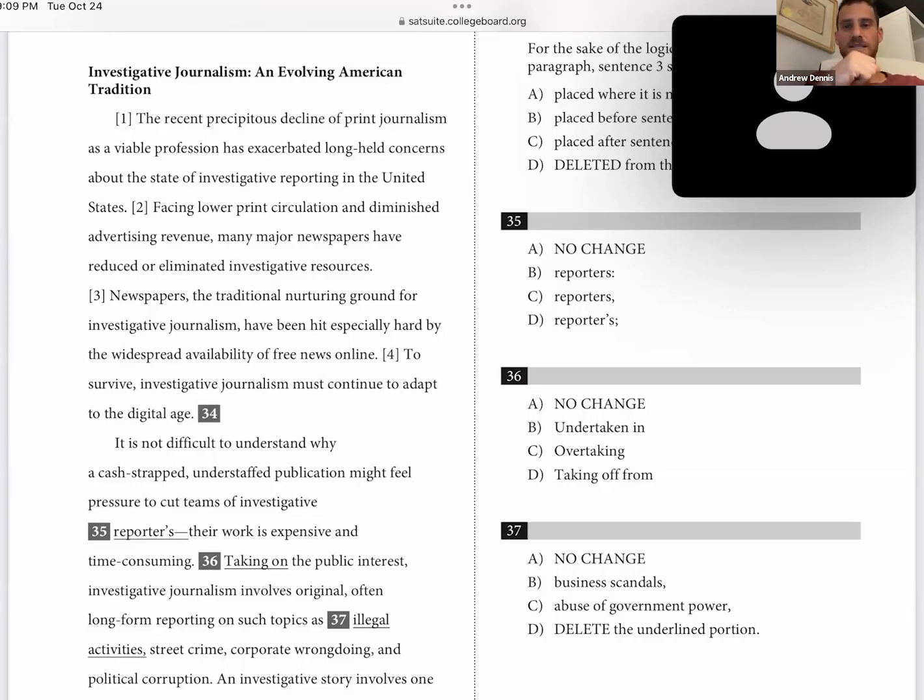So it is not difficult to understand why a cash-strapped, understaffed publication might feel pressure to cut teams of investigative reporters, comma, their work is expensive and time-consuming. There's no need for a comma there. It has to be two independent clauses, right? Because their work is expensive and time-consuming stands alone as a full sentence, and it is not difficult to understand why a cash-strapped, understaffed publication might feel pressure to cut teams of investigative reporters also stands alone as a complete sentence. Therefore, a comma there would be a comma splice.